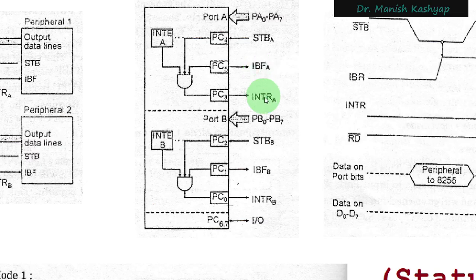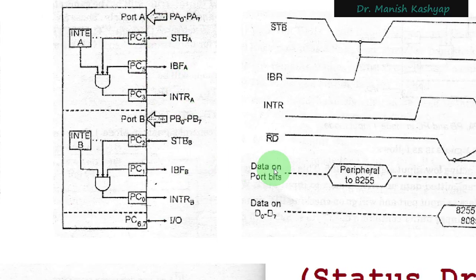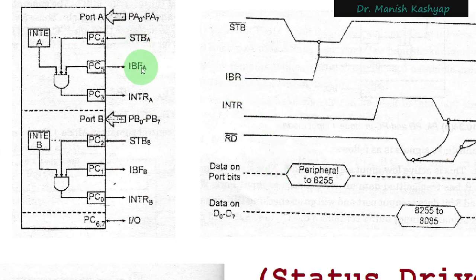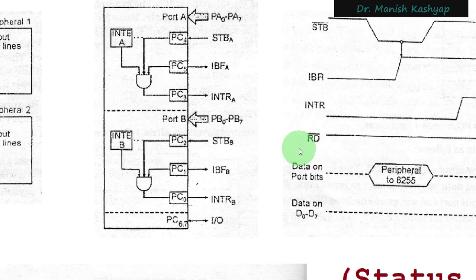Once the data has been transferred, some signals need to be adjusted, right? I mean, you cannot keep the strobe signal, the IBF signal, and the INTR A signal on in that case. So we will discuss that when we discuss this timing diagram. First of all, the transfer of data is complete. The same logic is applicable to port B also.